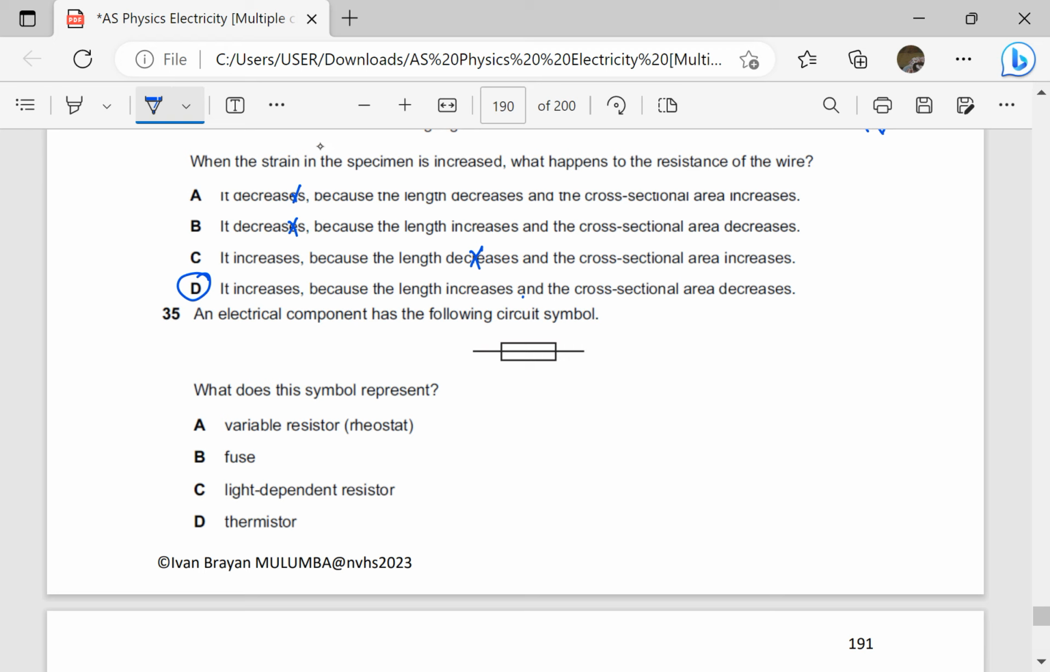An electrical component has the following circuit symbol. Of course, this one is a fuse. So the answer is B. What does this symbol represent? That is a fuse. A variable resistor, we represent it like that. Light-dependent resistor, we represent it like this. You have already seen that. A thermistor, we represent it like this. We have already seen that.